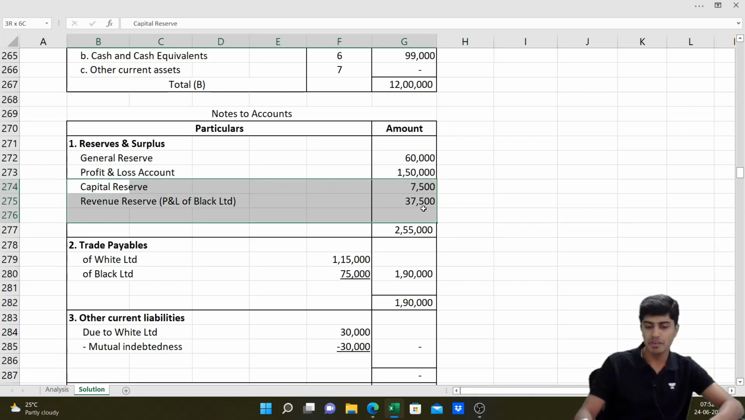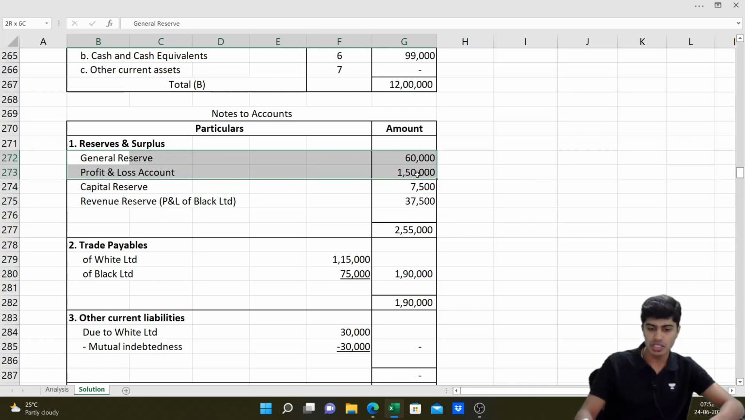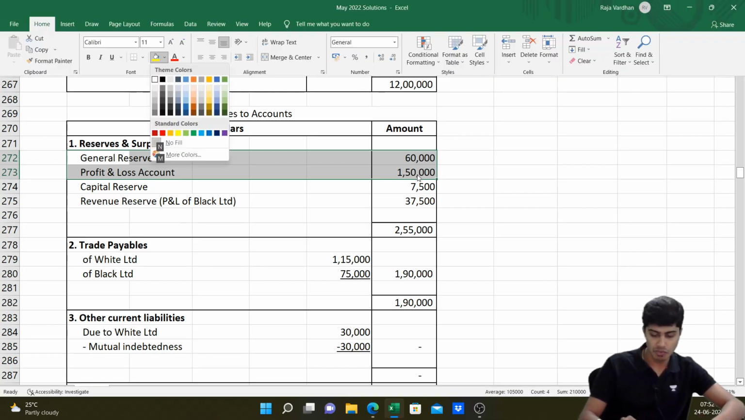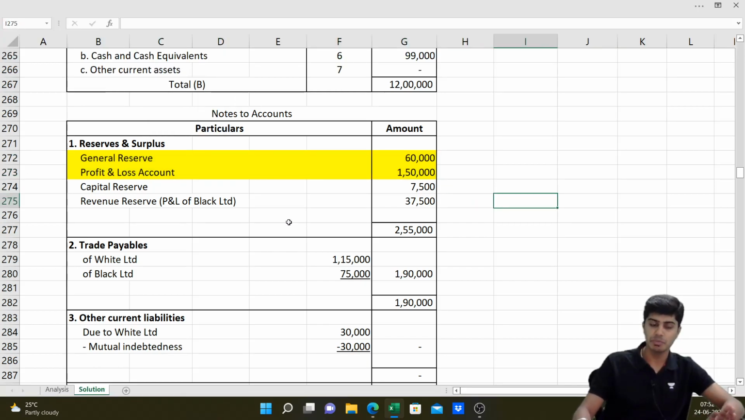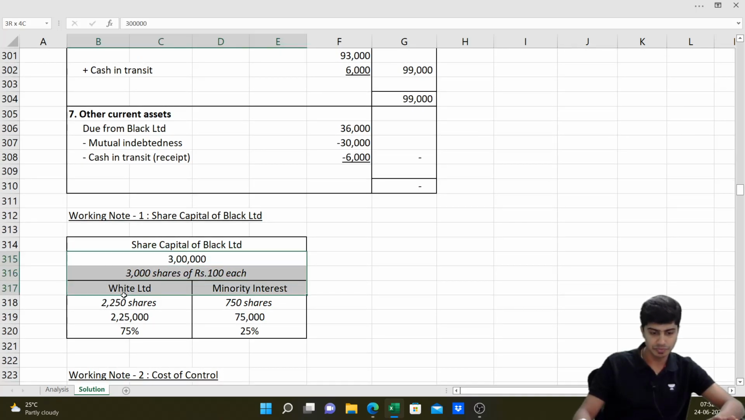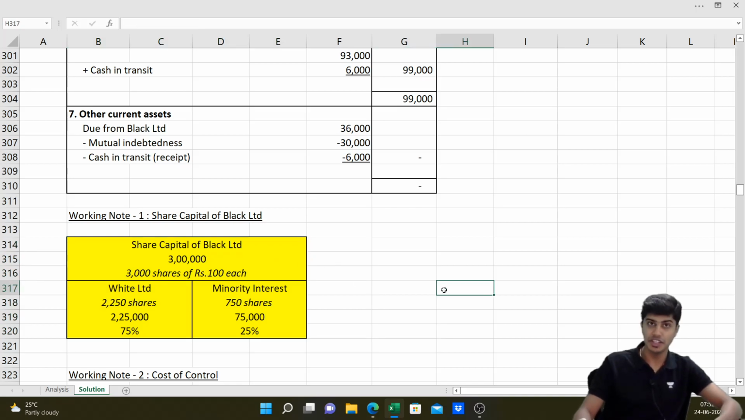These two items will come by working note. I have not explained them yet, I'll explain them. But right now, what you need to note is that these two have been accounted for. Whatever I have accounted for, I'll fill with a color here to make you understand. So general reserve and P&L account, you understood how it came. So this much is done.